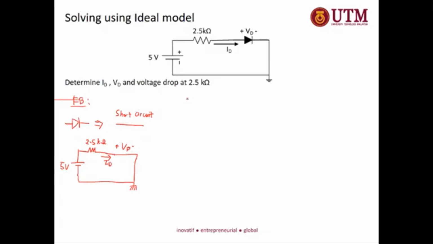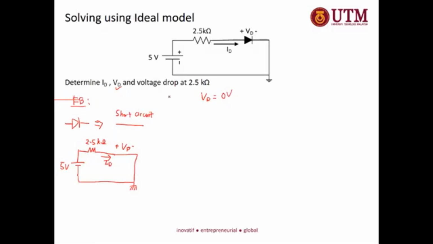Now you can get the answer for VD. What is the answer for VD? Because the diode doesn't have any resistance, it is 0, so there will be no voltage drop. So VD is equal to 0 volt.